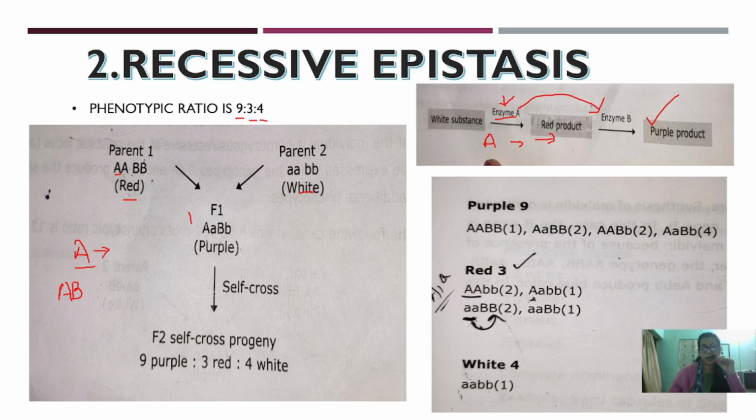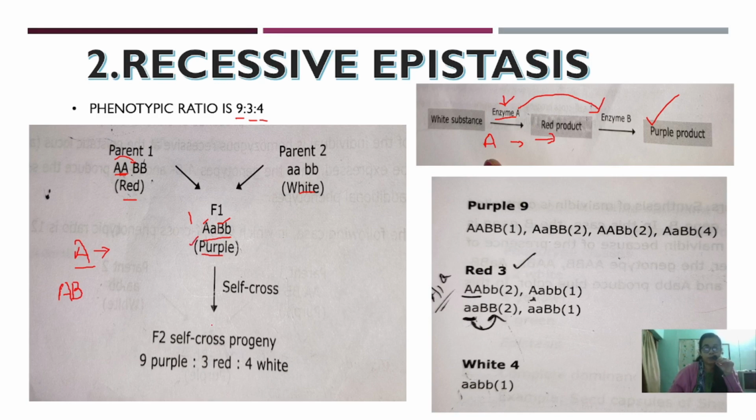Next, when we cross the F1 generation, we will get the progeny that is purple color, because of the presence of A and B. So both A and B will produce a purple color. Here you might be wondering why red color is produced, because capital A is dominant over B. Where both capital A are present, red color will be produced. But here only a single capital A and small a is present, so both capital A and capital B will produce the purple color.